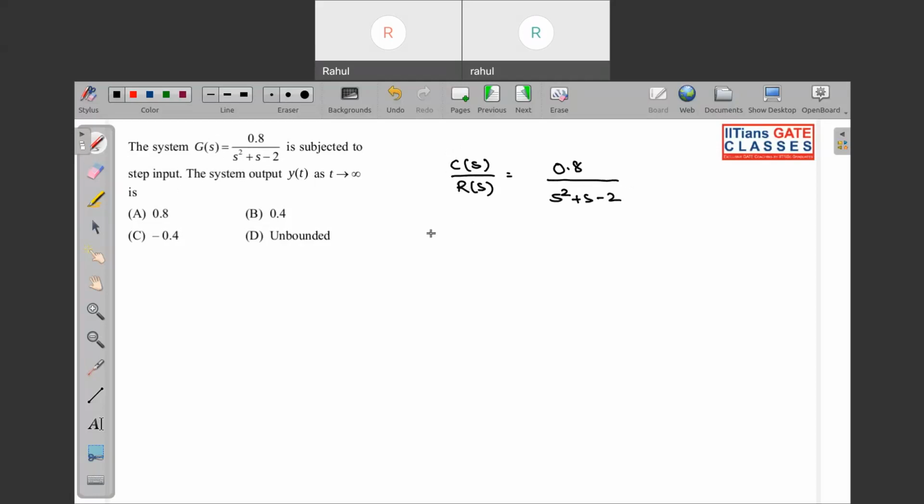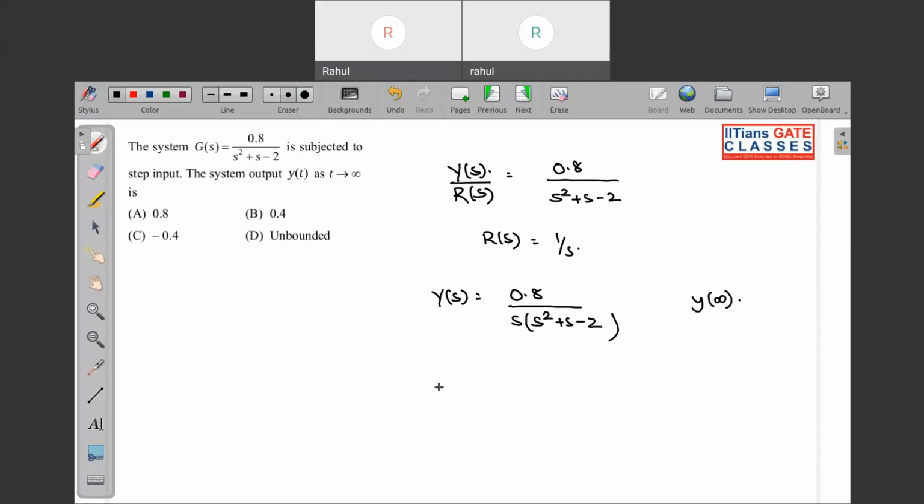It is subjected to step input. Over here it is actually not C(s). I should be writing Y(s) by R(s), where Y is the Laplace transform of the output, and R(s) is the Laplace transform of your input. Okay. So R(s) is your step input, so that is 1 by s. So Y(s) is equal to 0.8 divided by s(s square plus s minus 2). Okay, so what we need to find over here? y(infinity).